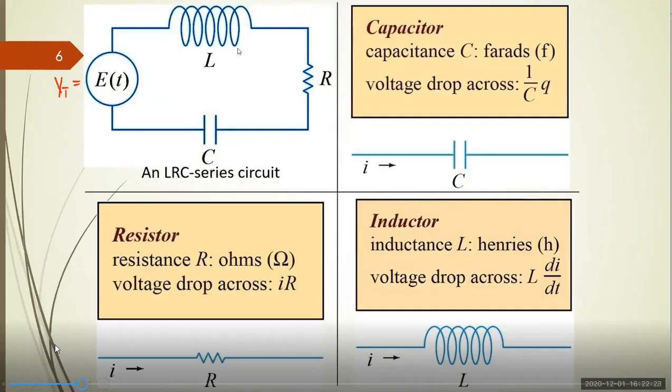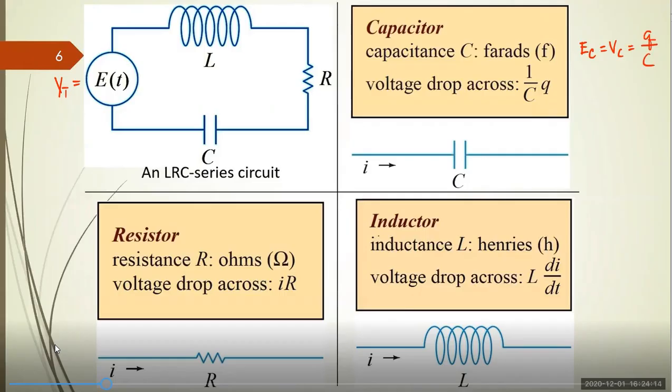So how do we attribute what voltage to what element? First, let's take the capacitor. For the capacitor, capacitance C, the unit is farads. The voltage drop across the capacitor is Q over C. Sir, is that the charge? Yes, the charge on the capacitor. Therefore, I can say here that the E attributed to the capacitor, or we can say V attributed to the capacitor, is Q over C.